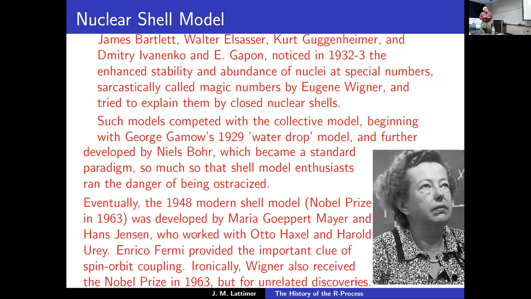So a collection of physicists had noticed by the early 1930s that certain nuclei had enhanced stability and also higher abundances at these special numbers. Eugene Wigner is apparently credited with the name magic number, but he applied it in a sarcastic sense to this idea.